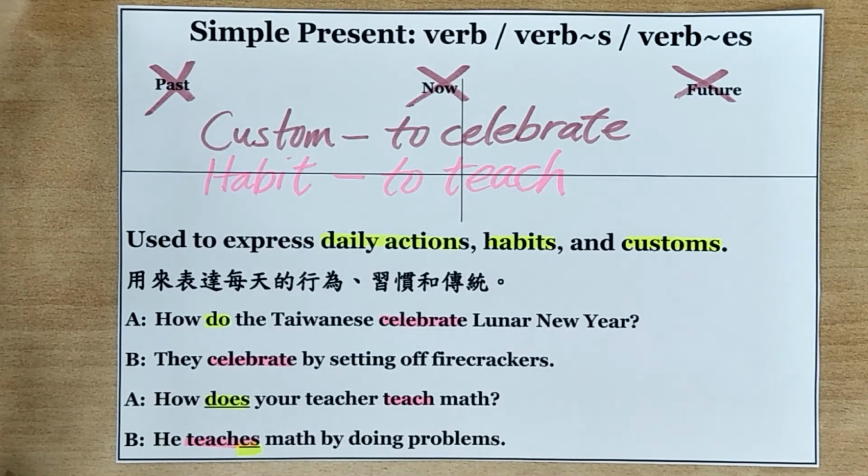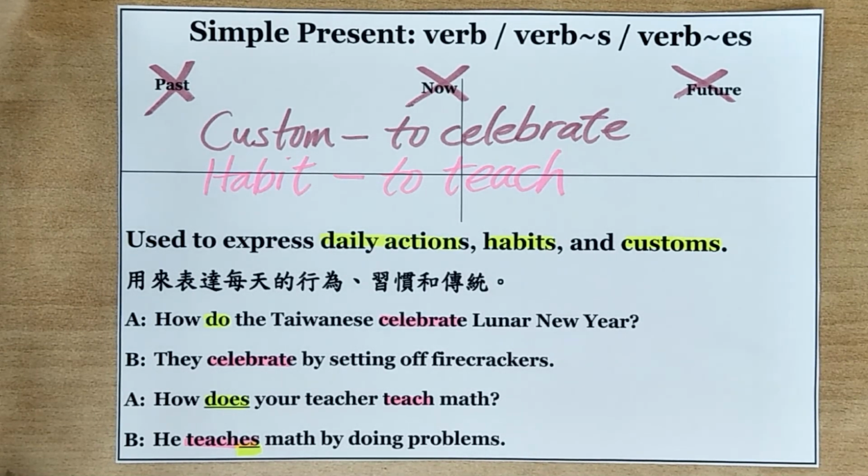Let's illustrate simple present. Simple present is verb, or verb plus s, or verb plus es. The simple present is used to express daily actions, habits, and customs. For example, A: How do the Taiwanese celebrate Lunar New Year? B: They celebrate by setting off firecrackers.